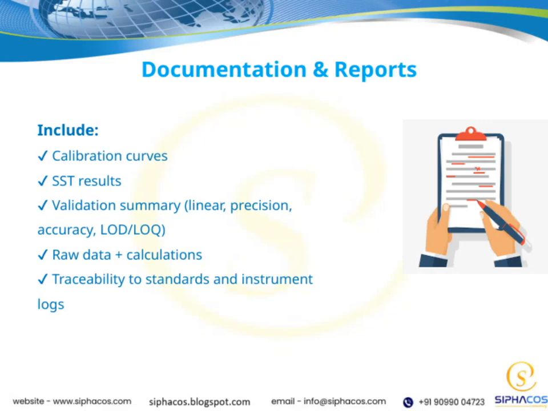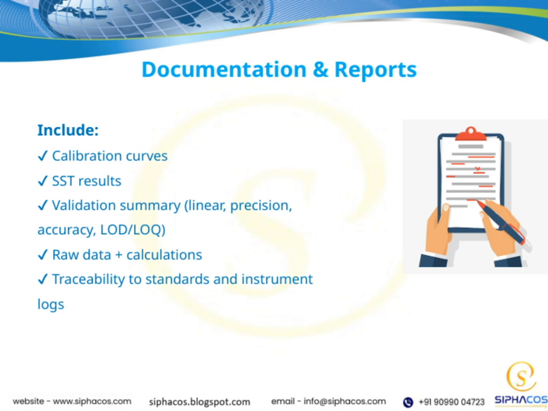Let's now focus on documentation and reports, which are essential for ensuring our data's integrity and reproducibility. First, we include calibration curves, which are fundamental for establishing the relationship between our instrument response and the analyte concentration. Next, we document SSD results, providing us with critical information about the sample stability and consistency. We also prepare a validation summary that covers linearity, precision, accuracy, and limits of detection and quantification. These parameters help us confirm that our method is reliable and fit for purpose.